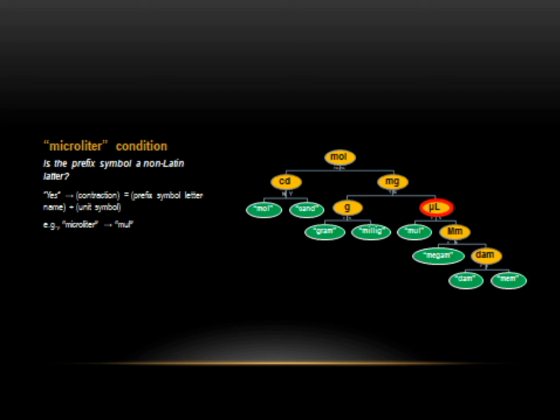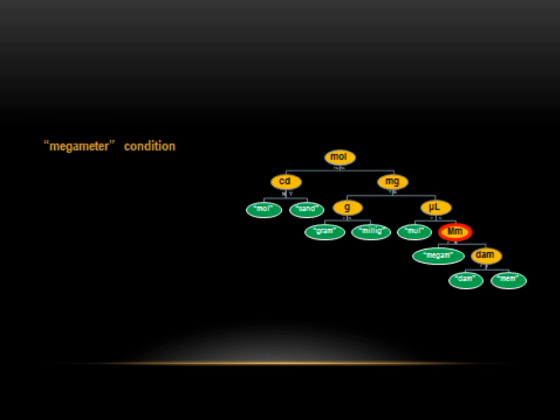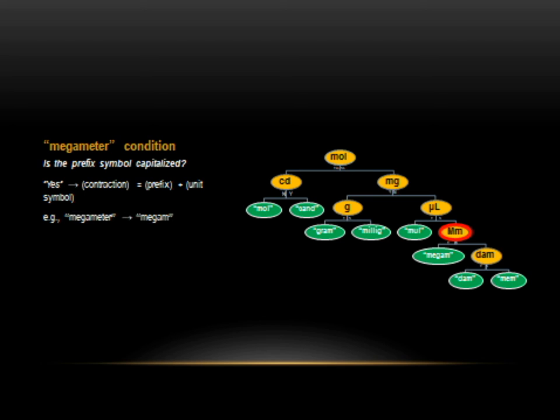On the other hand, if the prefix symbol is a letter in the Latin alphabet, as usually is the case, then we can move on down to the megameter condition. We can think of this as, is the prefix symbol capitalized? If that's the case, then we can take the full form of the prefix and combine that with the letter standing as the unit symbol, so for instance, as said earlier, megameter contracts to megam.